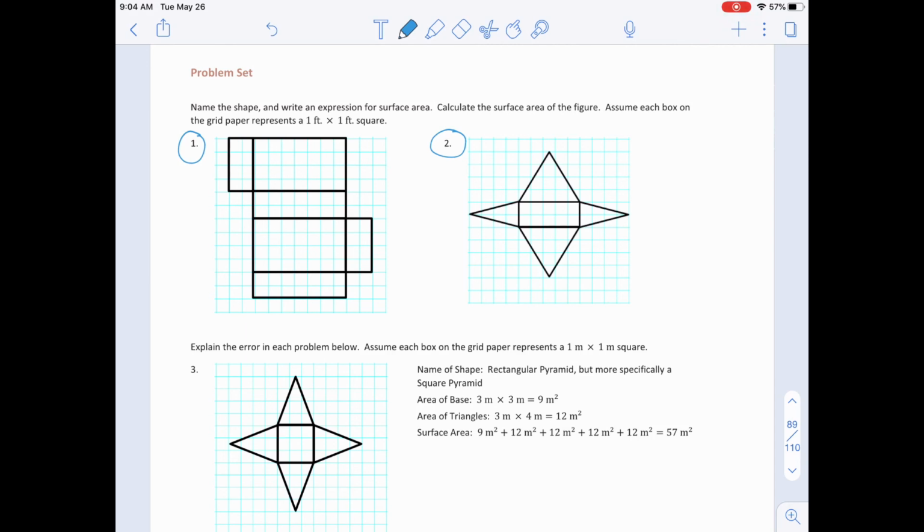So you're going to find the surface area for numbers 1 and 2. Please let me know if you need any help.